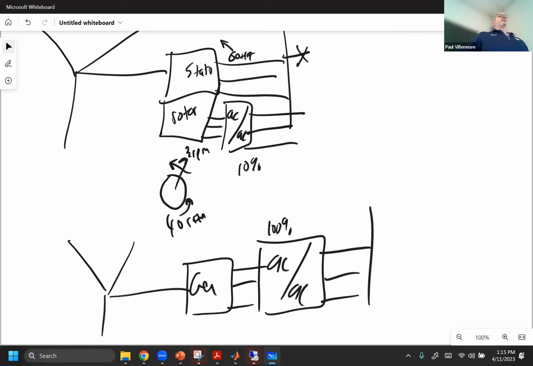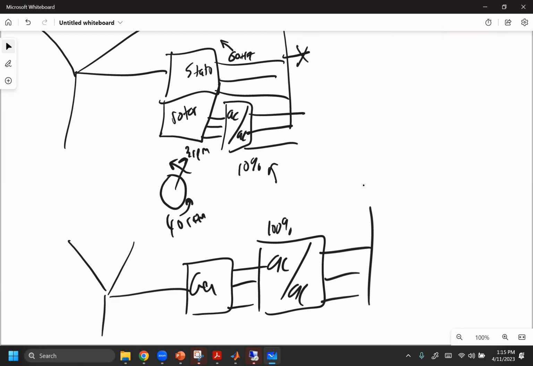What does that mean? Big, expensive, 100% rated pieces of equipment to handle the amount of current that goes through your system. So this is a far cheaper option and more efficient. And has been for a long time the predominant wind turbine generator type for many, many years.